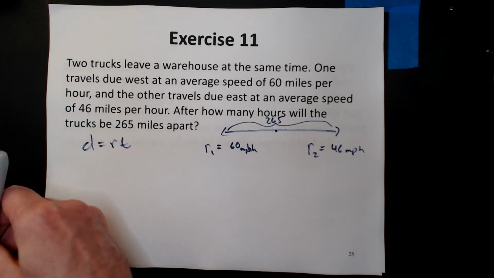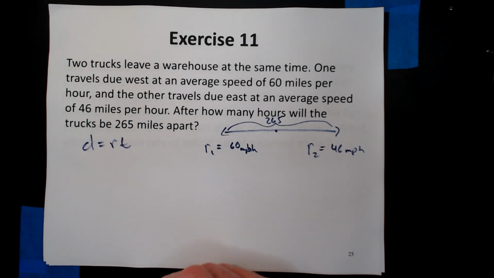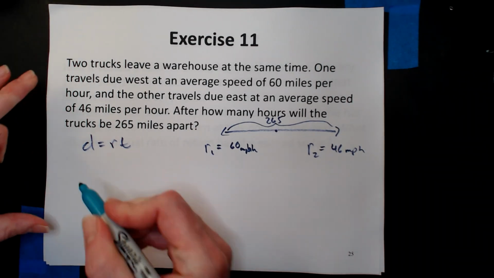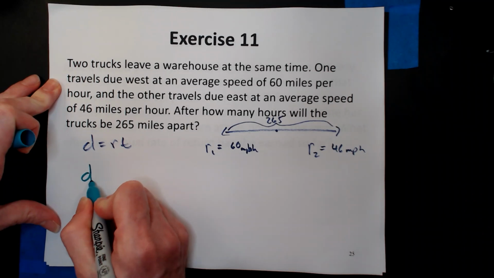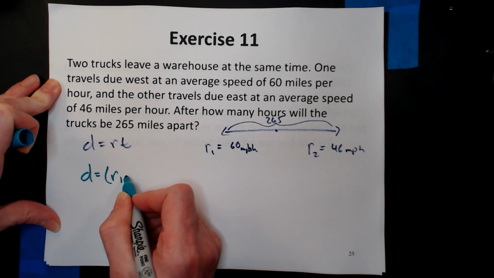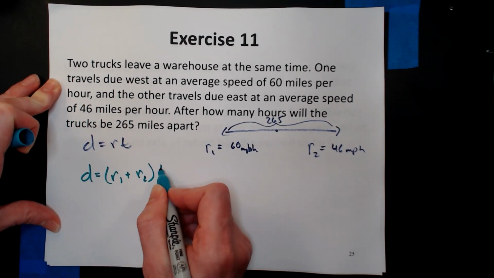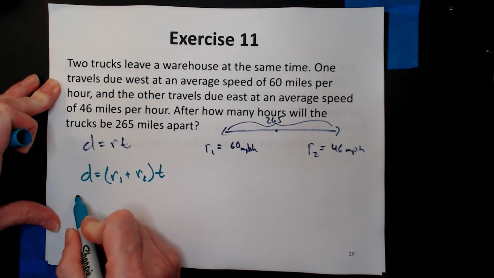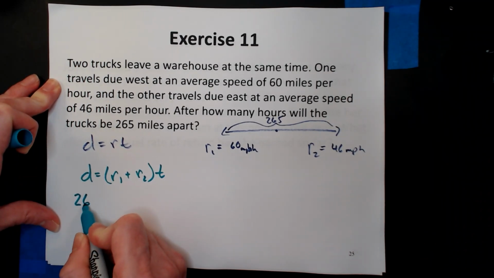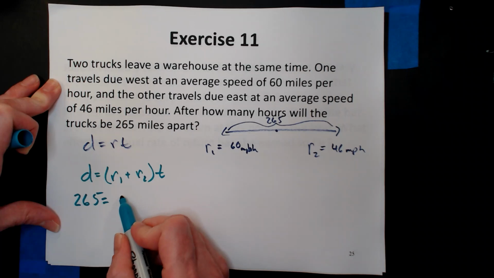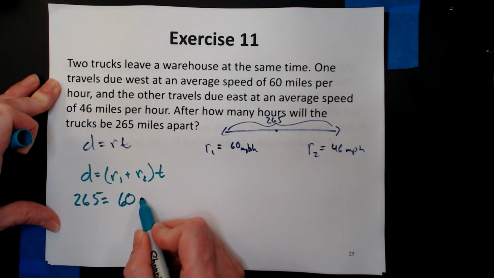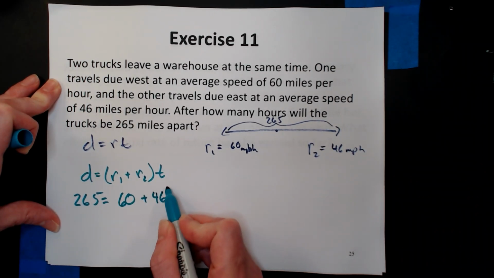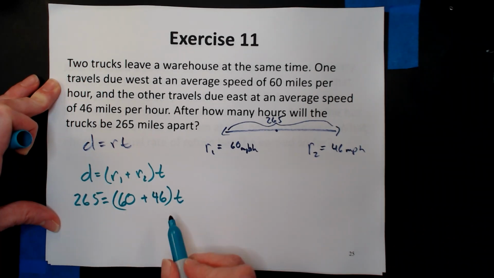So what does that mean? I want the distance to equal the first rate plus the second rate, times time. In other words, I want to know when 265 is equal to my first rate, 60, plus my second rate, 46, times t. T is what we need.